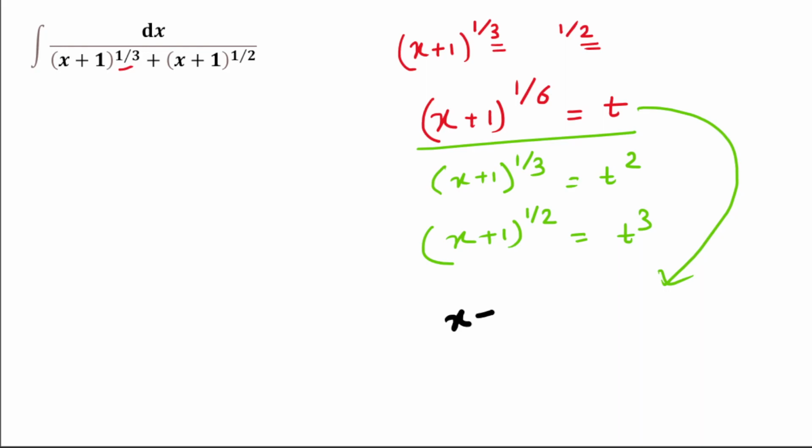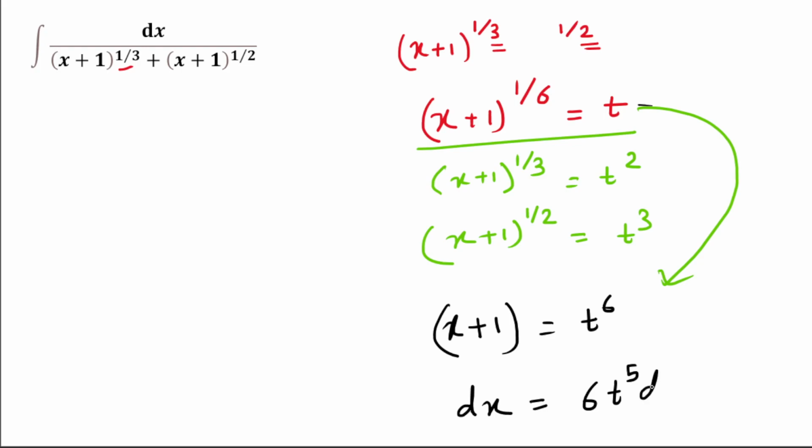Now from this, we can say that x plus 1 equals t to the power 6. Basically from this we can write that. Now why are we writing this? Because we have to transform dx. So dx is basically 6 t to the power 5 dt, right?